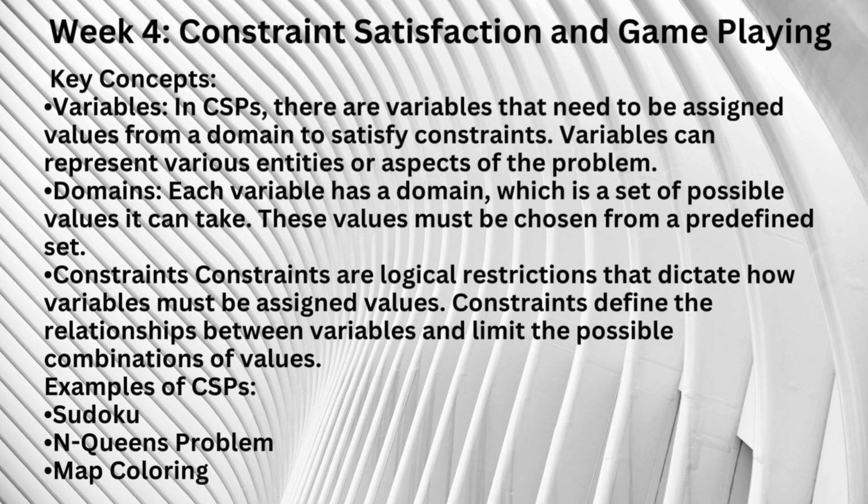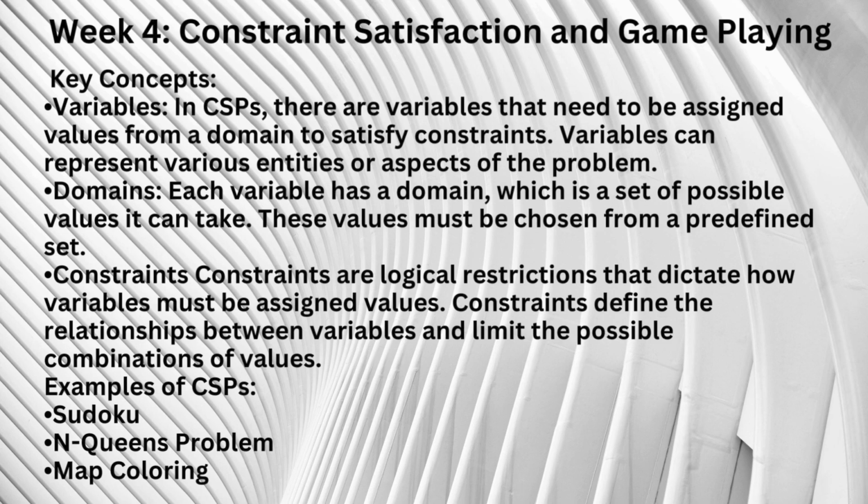Examples of CSPs. First, Sudoku. In Sudoku, each cell must be filled with a number from 1 to 9, subject to the constraint that no number can repeat in a row, column or 3 by 3 subgrid. Next is the n-queen problem. In the n-queen problem, you must place n queens on an n by n chessboard in such a way that no queens threaten each other. That means no two queens are in the same row, column or diagonal.